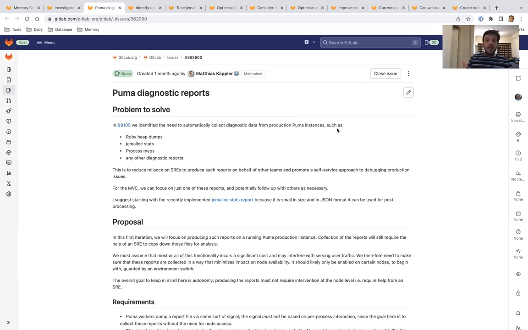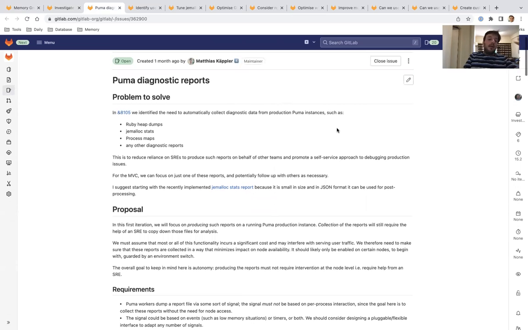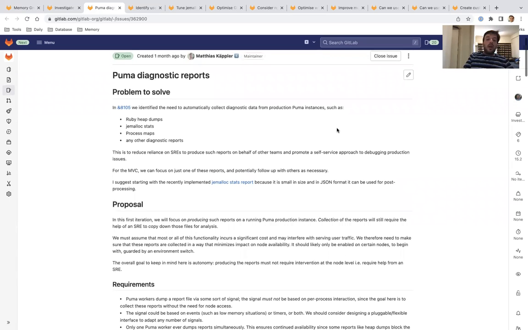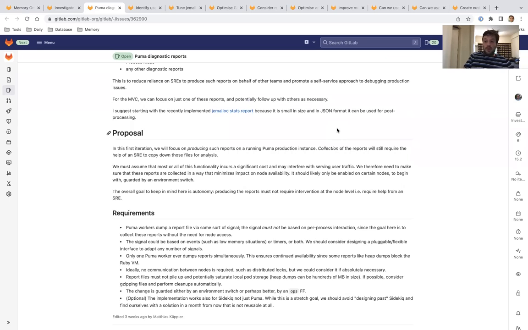The reason is that we cannot continue with such a deep dive by only using, for example, Prometheus metrics or logs that we store on Kibana. We have to run diagnostic reports like, for example, jemalloc stats and Ruby heap dumps. A problem there is that we don't have access to production servers, so every time we have to ask an SRE to help us. So we want to build a way to generate and collect those diagnostic reports.